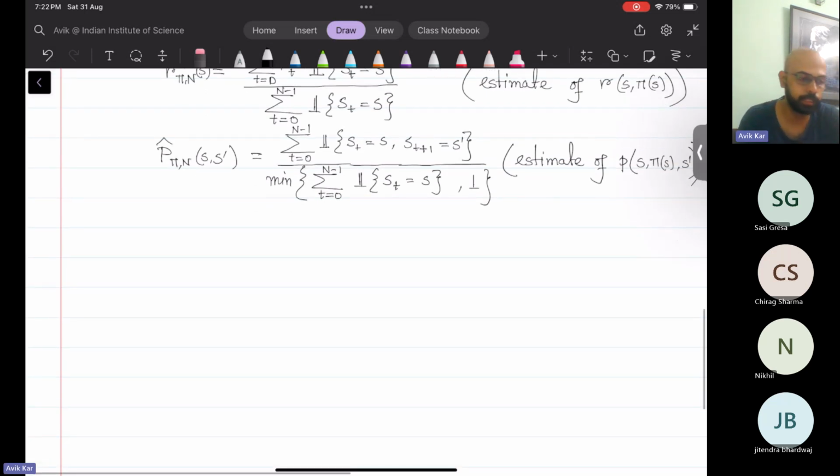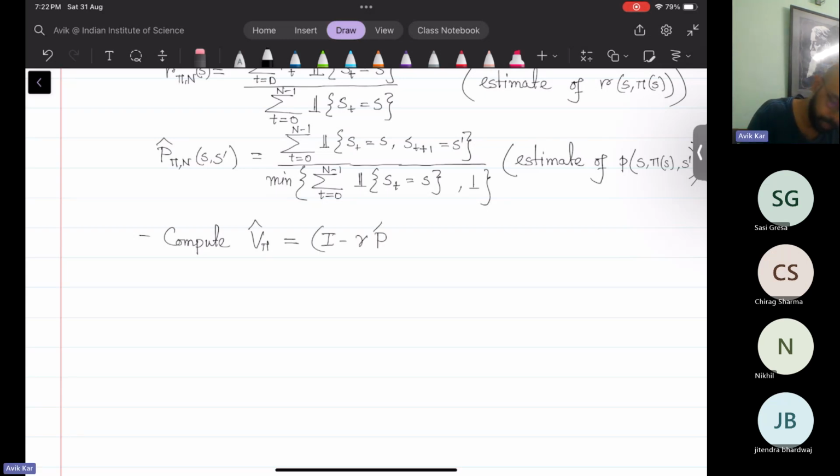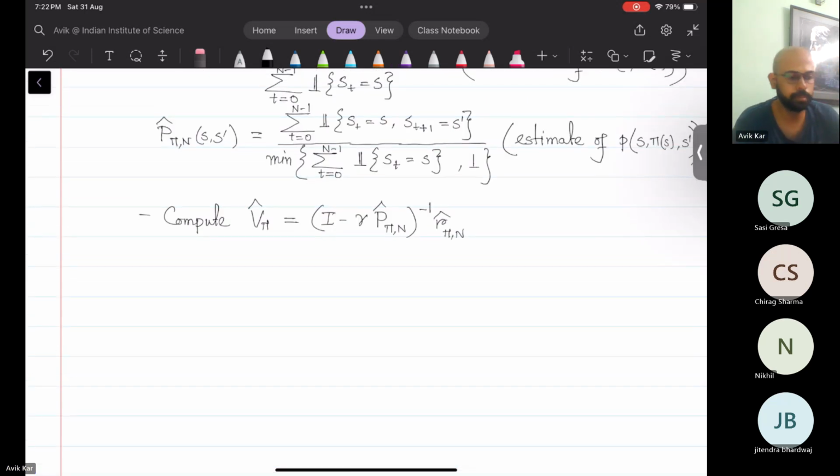So given you have this estimate, you can now compute P pi hat as (I minus gamma P hat pi n) inverse r hat pi n. So you just replace your P and r with these estimates. This is a method that makes total sense, and people have worked on how much error there will be given you have n samples.